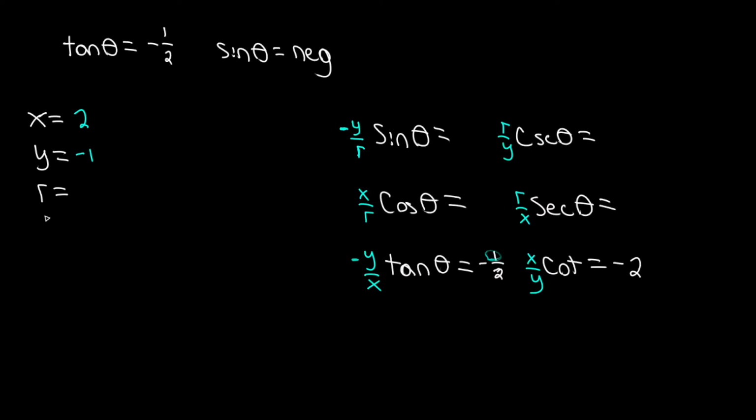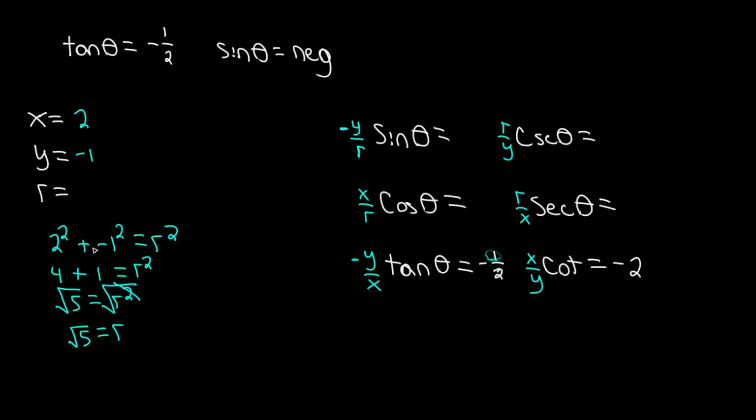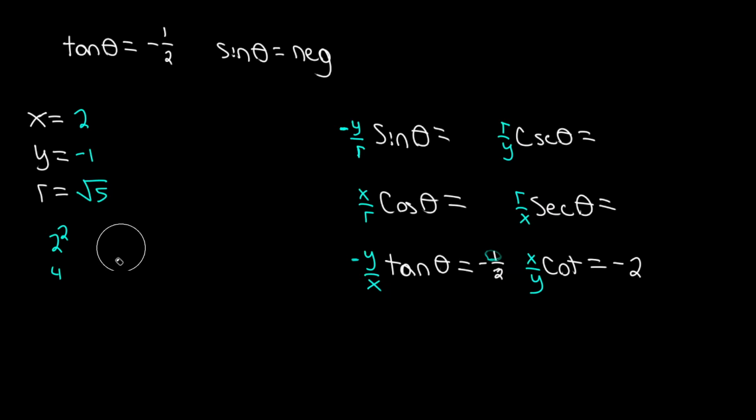Now let's just figure out r so we can fill in our information. x squared, or 2 squared, plus y squared, which is -1 squared, equals r squared. Therefore 4 plus 1 is equal to r squared. 5 is equal to r squared. Get r alone, square and square root cancel, and we are left with the square root of 5 is equal to r. So let's just plug that in over here. And I'm going to go ahead and erase this here, just in case we need the room. Now let's just fill in our other ones.